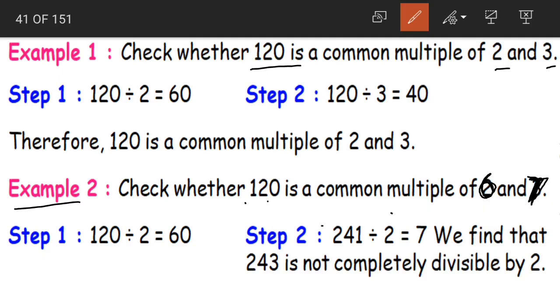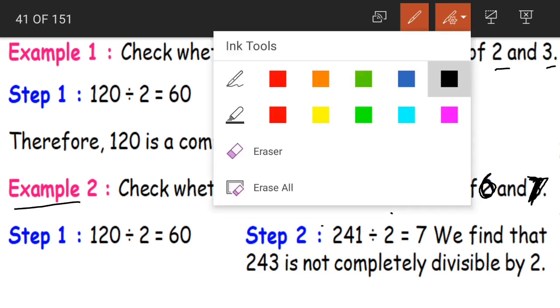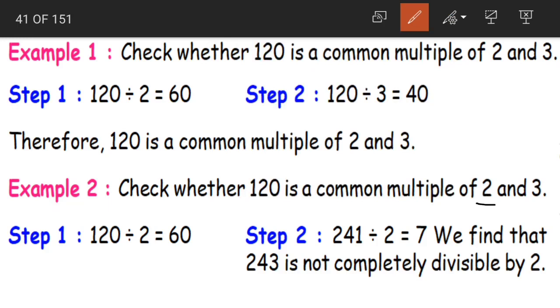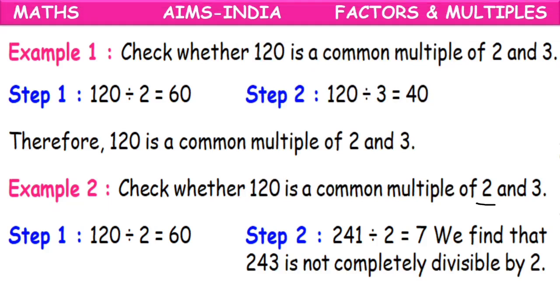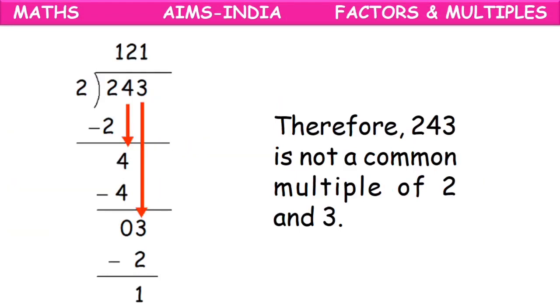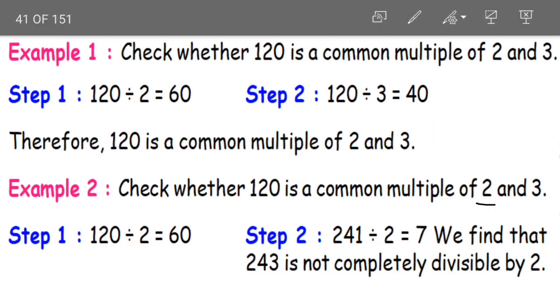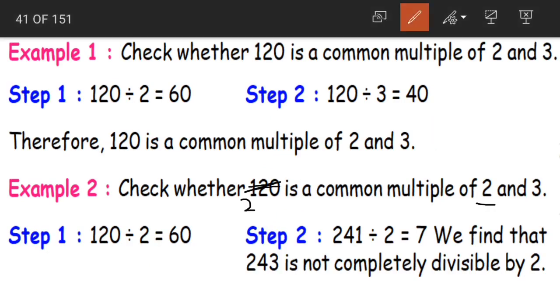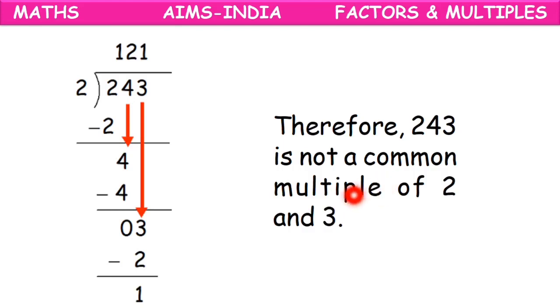is a common multiple of 6 and 7. What is this, children? Sorry, actually it was 120 is a common multiple of 2 and 3, but it's the same question repeated. 243. Acha, see, the question was check whether 243 is a common multiple of 2 and 3. It's not 120, it is 243. What should we check whether 243 is a common multiple of both 2 and 3 or not?